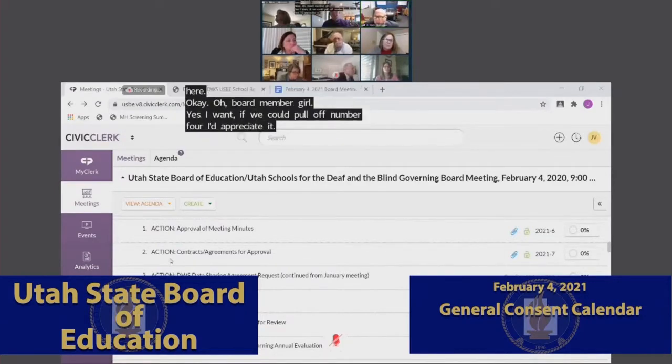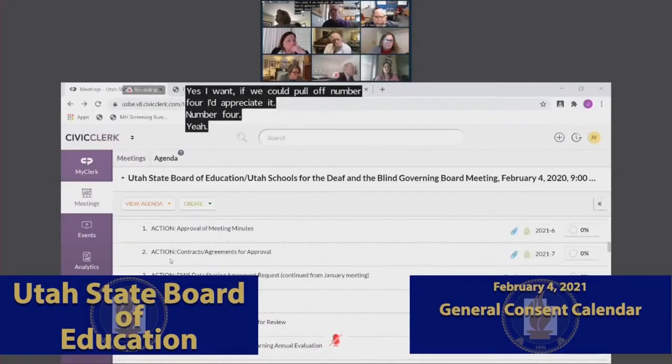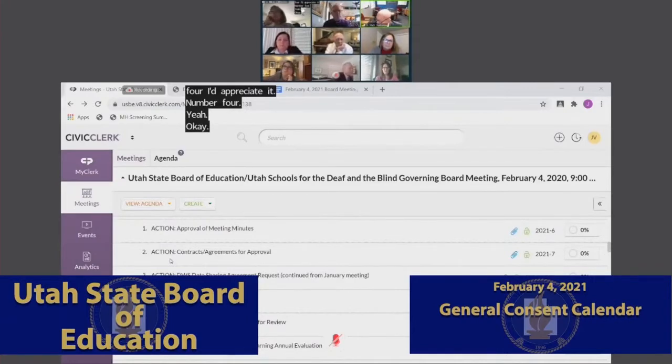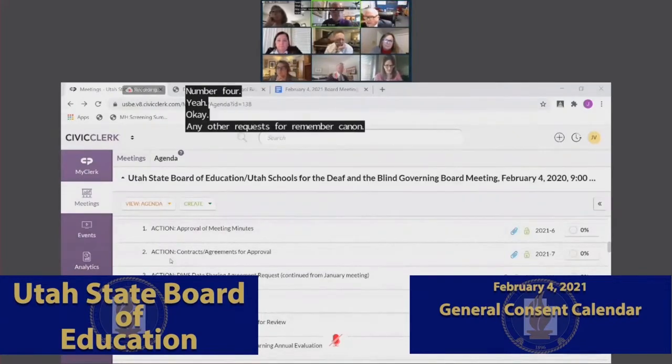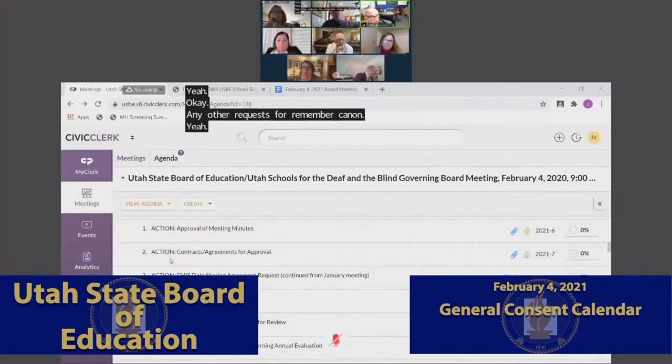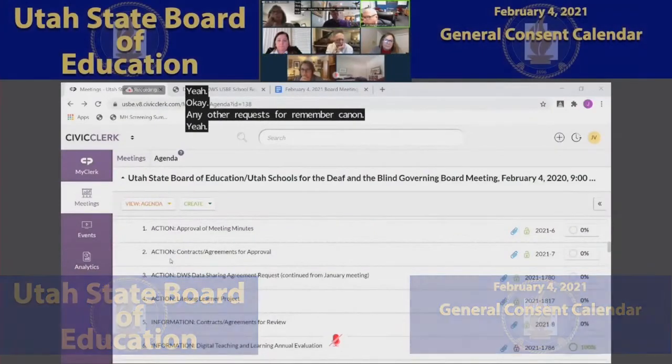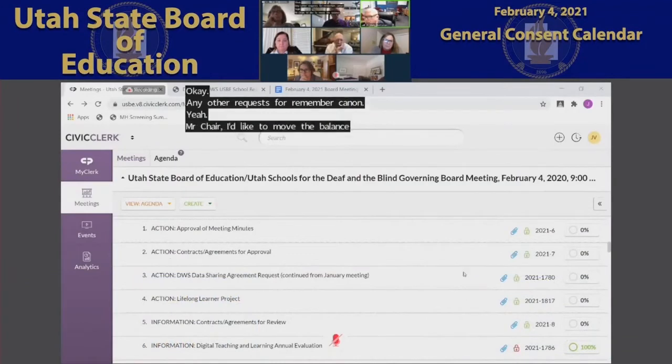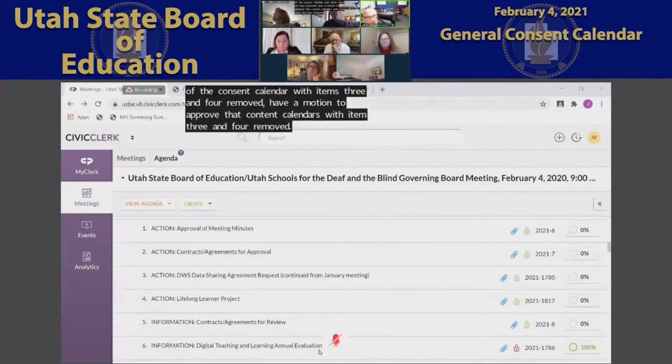Mr. Chair, I'd like to move the balance of the consent calendar with items 3 and 4 removed. Okay, we have a motion to approve the consent calendar with items 3 and 4 removed. Second. Board member Straight. Do we have a second? Thank you. Any discussion to the motion? Board Member Earl, your hand's raised, but I'm pretty sure that's for your item.